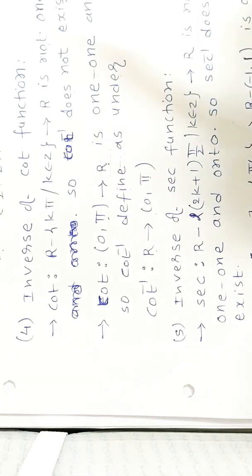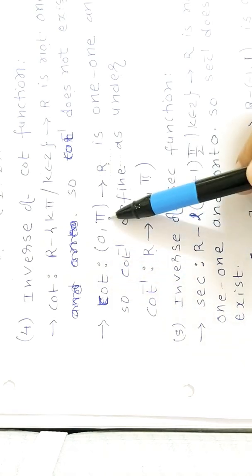You know very well the restricted domain of cos function is 0 to pi, closed interval, and the restricted domain of cot function is 0 to pi, interval is open. This is the simple difference.